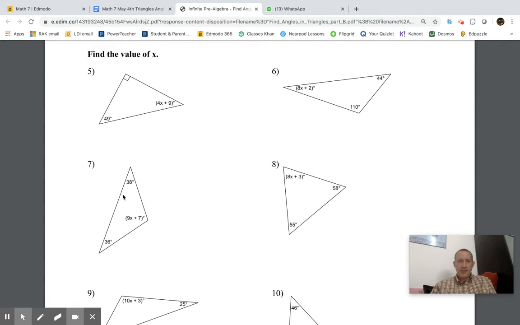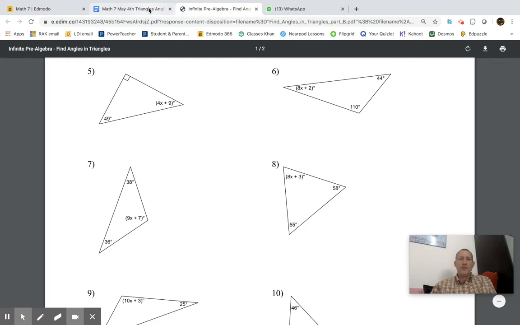Do you see these triangles down here? This is 36 degrees, that's 38 degrees. But this one right here is 9x plus 7. Now you might think, why in the world are we doing this?